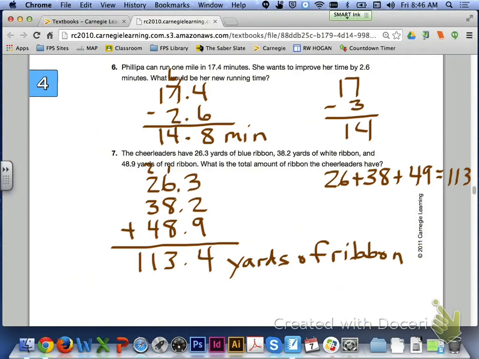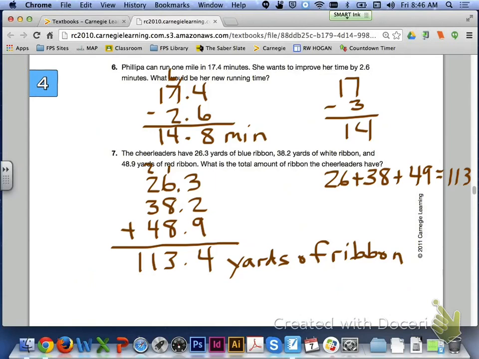I also added in the estimate. If we took 17 minus 3 when we are looking at the original problem, my estimated answer is 14, so you can see that the answer that I came up with is very close to that, so we should be good to go.